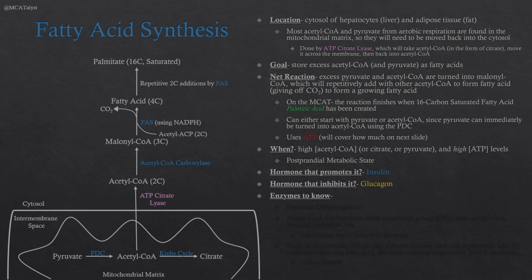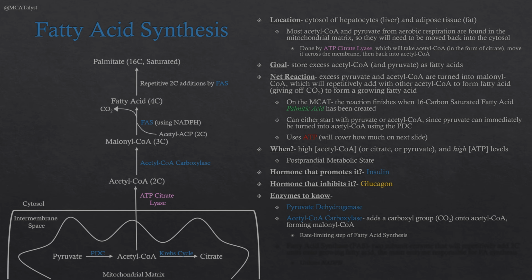There's a few enzymes that you just need to know the basics of. The first is pyruvate dehydrogenase, just because that can convert pyruvate into acetyl-CoA, and then we can send that acetyl-CoA through fatty acid synthesis. The next is acetyl-CoA carboxylase. It is adding that carbon dioxide onto acetyl-CoA to form malonyl-CoA. This is also considered the rate-limiting step of fatty acid synthesis, meaning that if we've formed this malonyl-CoA, that molecule is destined to become part of a fatty acid. We are no longer going to be using that molecule for anything else. That's what we mean by rate-limiting step, the committed step as it's also called.